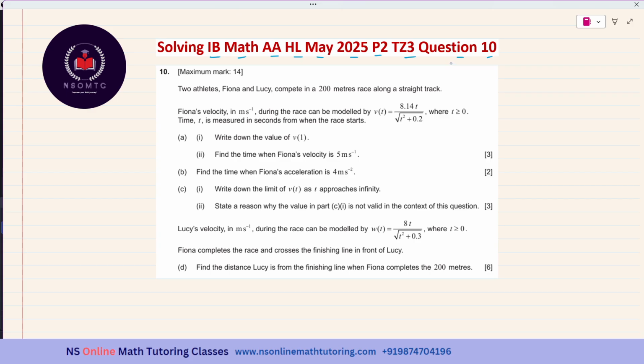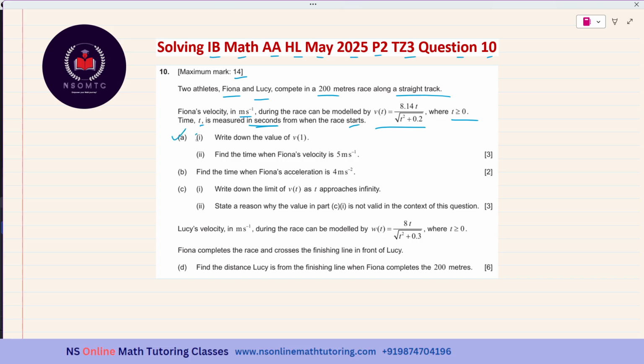So without any further delay, let us start to solve this question number 10. The maximum mark is 14. Two athletes, Fiona and Lucy, compete in a 200 meters race along a straight track. Fiona's velocity in meters per second during the race can be modeled by V of t equal to 8.14 t divided by square root of t squared plus 0.2, where t is greater than or equal to 0, and time t is measured in seconds from when the race starts.